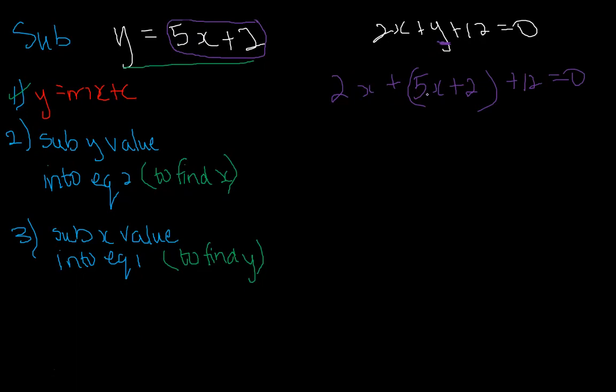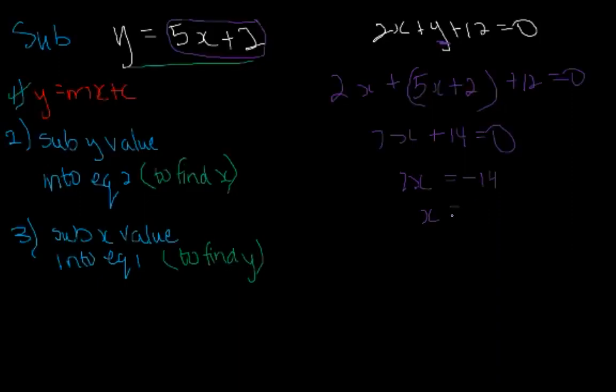So 2x plus 5x, that's 7x. And 2 plus 12 is 14. So that's plus 14 is equal to 0. All we're doing now, we're trying to solve for x. So this becomes 7x is equal to minus 14. Therefore, x is equal to minus 2.